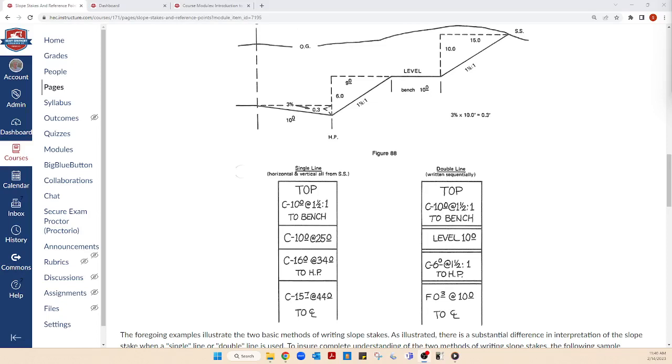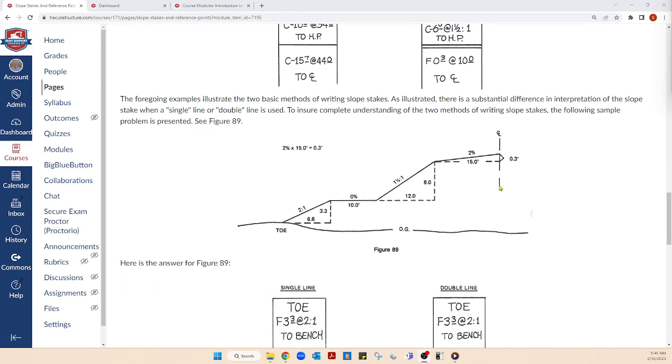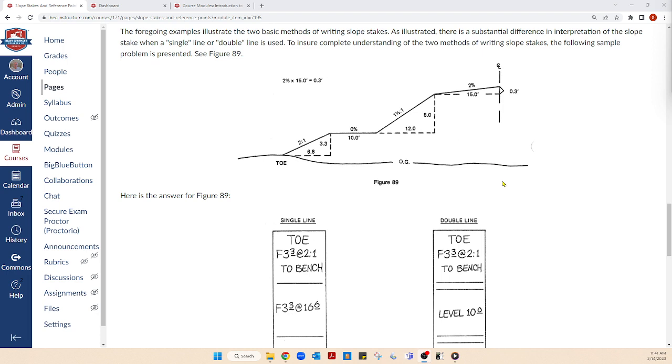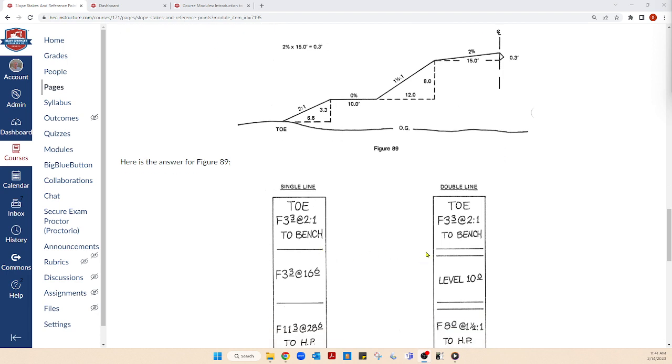Okay, at this point, before we go to the next one, you may want to pause the video and take a look at the next one. It's pretty similar to what we've been doing. It has a single line and a double line.